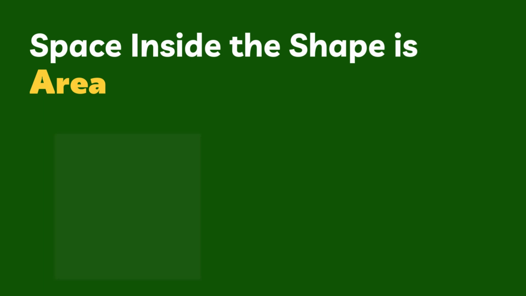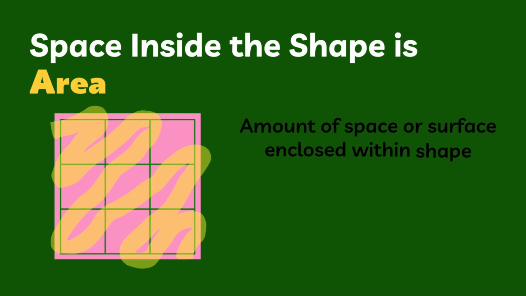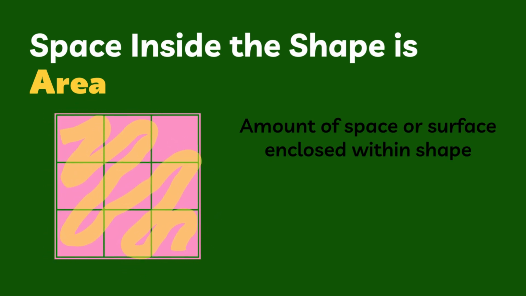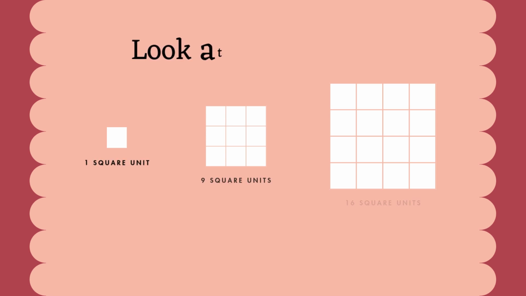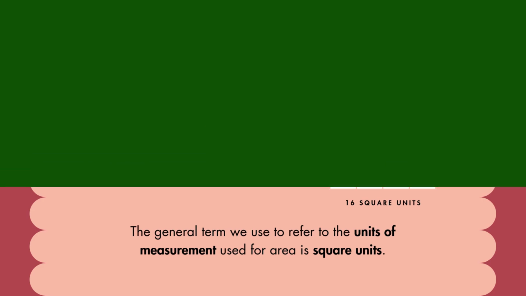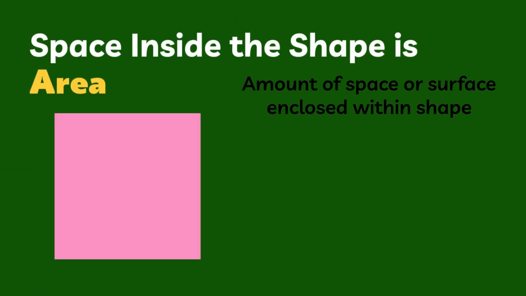Next, let's talk about area. Area tells us how much space is inside the shape. An easy way to see it is by covering the shape with little squares called unit squares. In that same square, if each side is 3 units, you can fit 9 little squares inside. So the area is 9 square units.